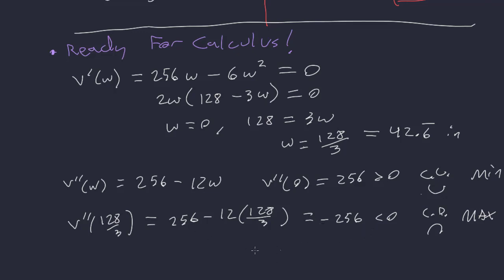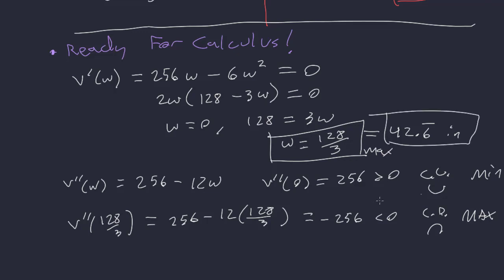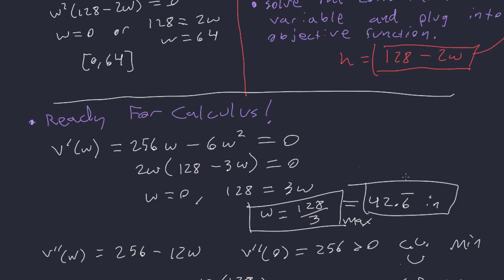All right, so often I don't ask for this on, say, tests or quizzes or whatever, but it is good practice to just check to make sure. So this is our maximum, or we could use the 42.6 repeating inches. Okay, now that's just one dimension. We need to find the other by just plugging this value in to our W and solving for H.